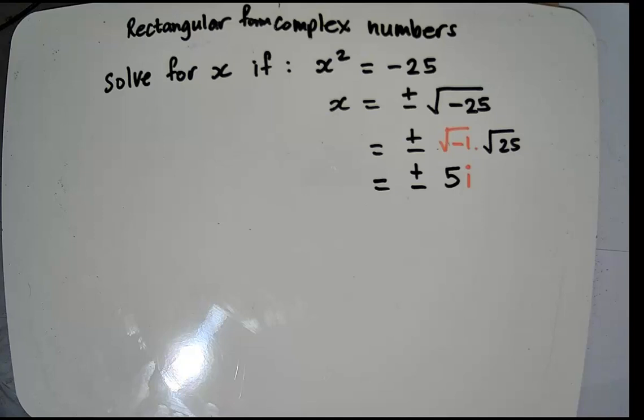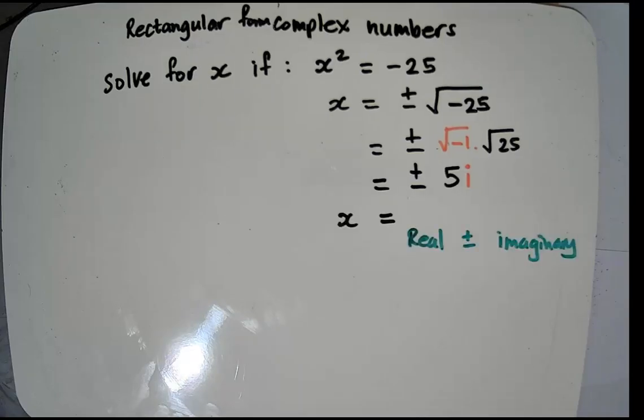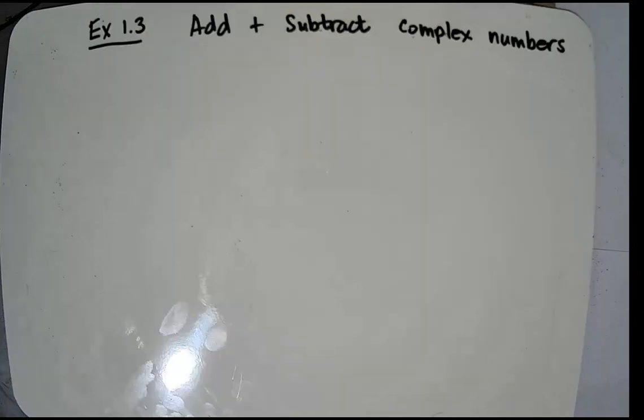Notice that for rectangular form, it must be the real number first, followed by the number that's imaginary, which means in this case, x is equal to the real plus minus the imaginary. So since there is no real number, it will have to be 0 plus minus 5i. So the first number is the real, and the second one is the imaginary.